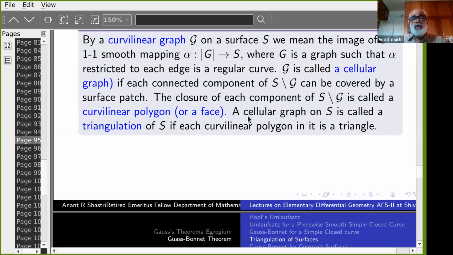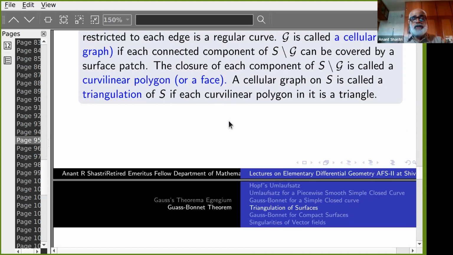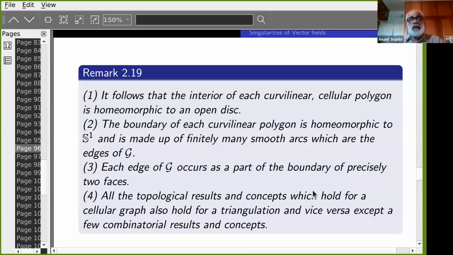When the boundary of each component consists of just 3 edges, such a thing will be called a triangulation of the surface. So we are now trying to prove the existence of a triangulation. Last time you have seen this, but I am just repeating it for continuity's sake. It follows that the interior of each curvilinear cellular polygon is homeomorphic to an open disk.